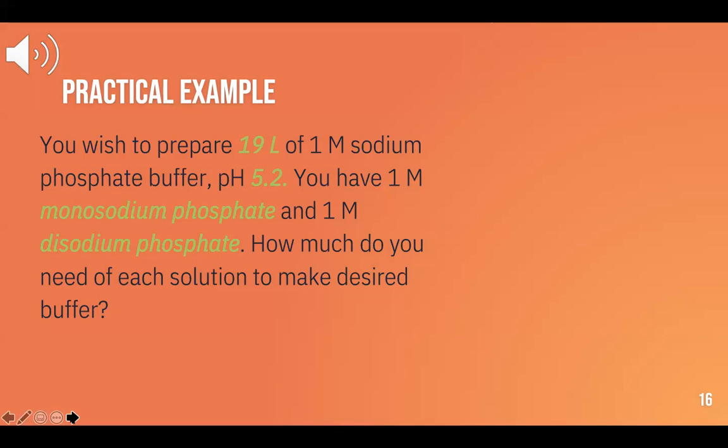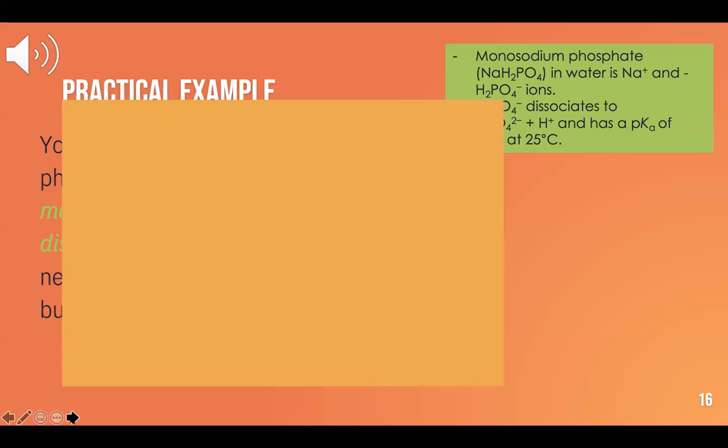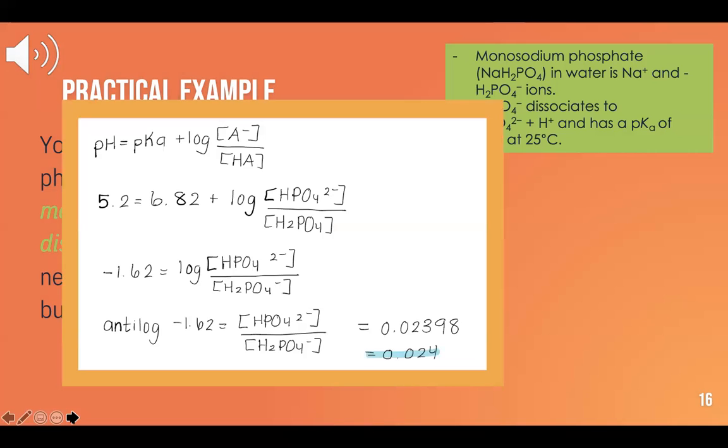You wish to prepare 19 liters of 1 mole sodium phosphate buffer with a pH 5.2. You have 1 mole monosodium phosphate and 1 mole disodium phosphate. How much do you need of each solution to make the desired buffer? The pKa is 6.82 at 25 degrees. We insert the pH and pKa values into the Henderson-Hasselbalch equation. Subtract 6.82 from each side and take the antilog of each side of the equation.